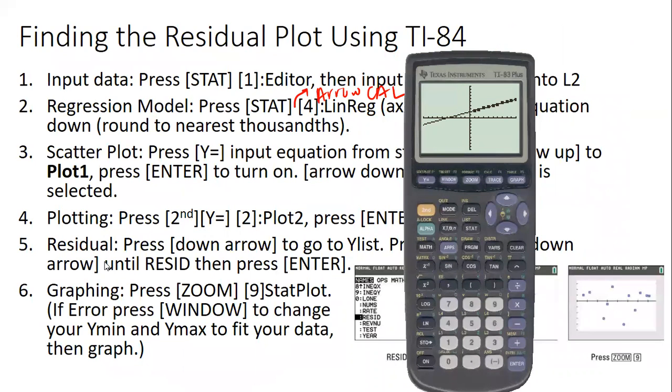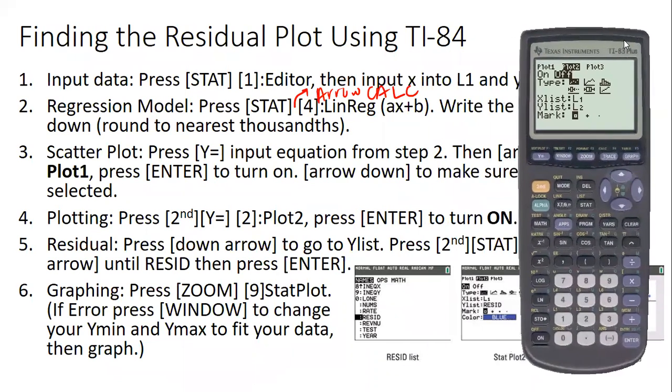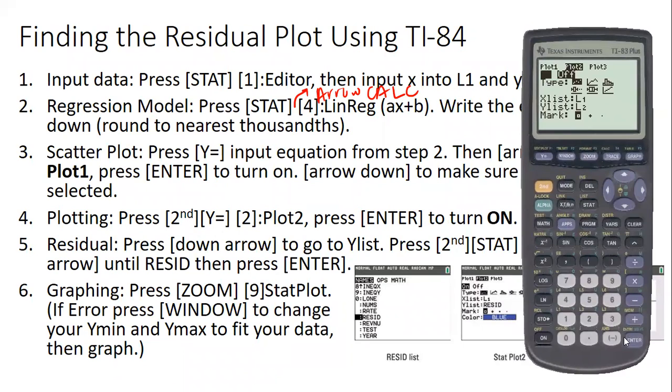Okay, now we're gonna do our residual. In order to plot our residual on step 4, it says we're gonna do second y equals. No matter where you are, you're just gonna press second y equals. And we're gonna go to plot 2. Do you see where it says plot 2? We're gonna turn it on. Just hit second y. Okay. Now we want our residual.